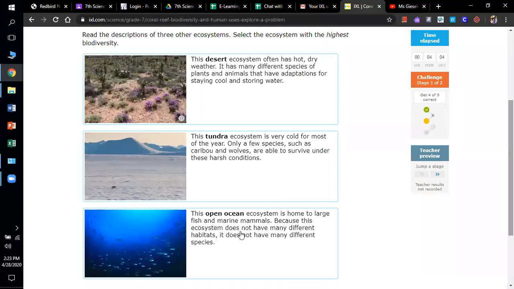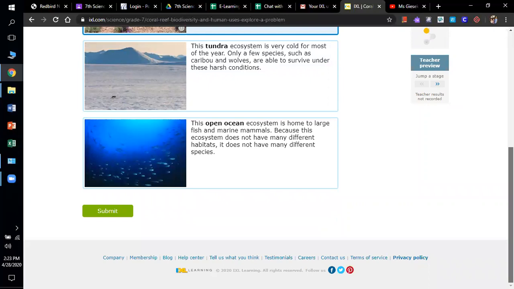So this says not a lot of species. This says few species, so I'm going with the desert. It's kind of shocking.